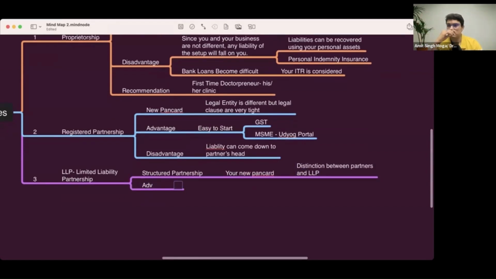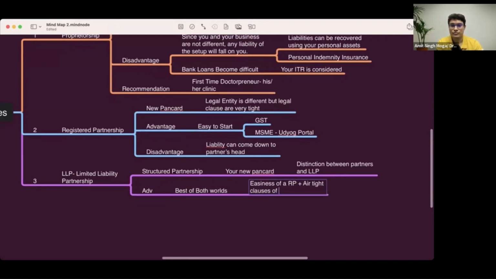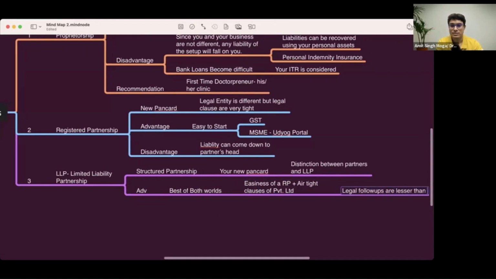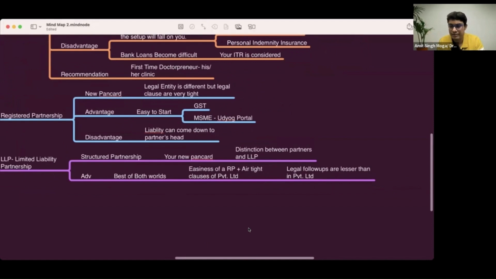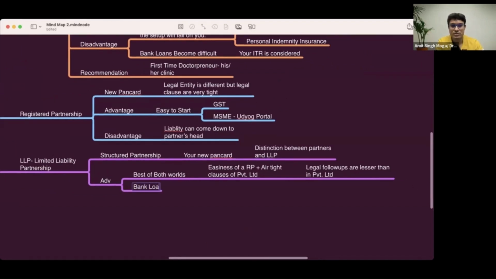The advantage is that it has the best of both worlds: the easiness of a registered partnership plus the airtight clauses of a private limited company. Legal follow-ups are fewer than in a private limited company, so it is easy to follow. You have to file your ITR once a year, whereas in a private limited company you have to file returns quarterly. Bank loans are okay. They are happy with the legal structure because the structure is there. You have to file all the returns in the company name. All those things are good.